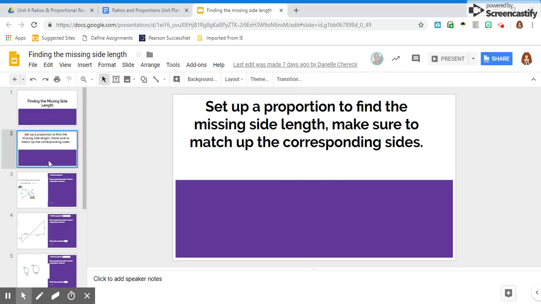So on slide 2, it says set up a proportion to find your missing side lengths. Make sure to match up the corresponding sides. So what I always tend to do is have the corresponding sides on top of each other on the left and the right. So I kind of take my first figure's side and put it on the top. Then I figure out the corresponding and put that below it. And then on the other side, the same shapes on the right, on the top, and then on the bottom.